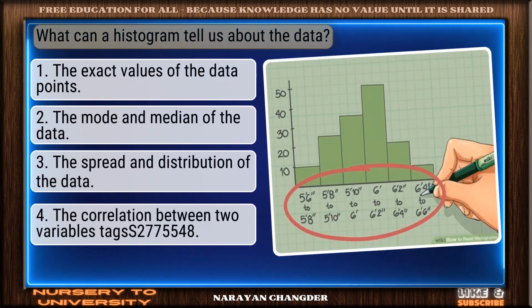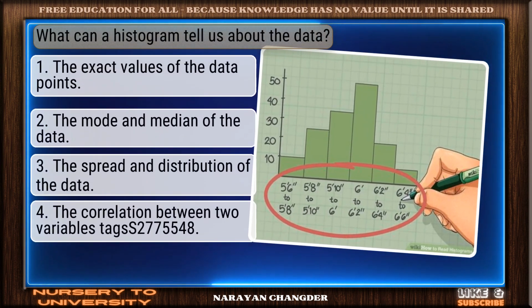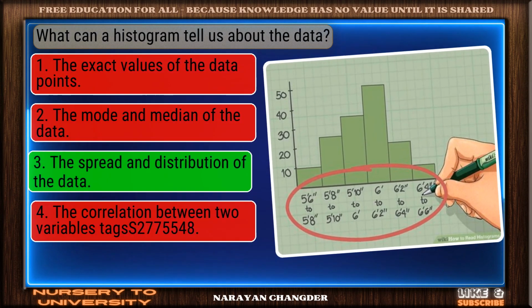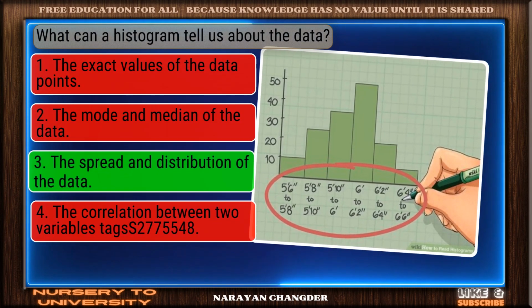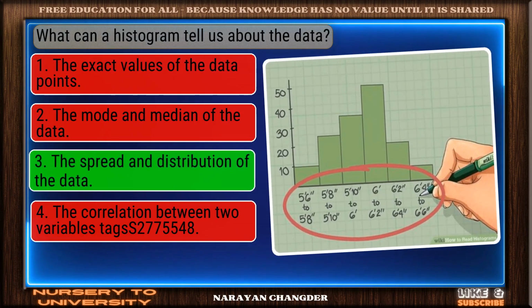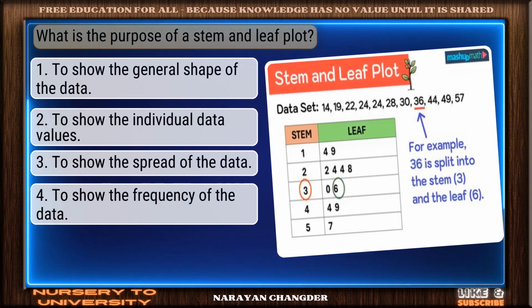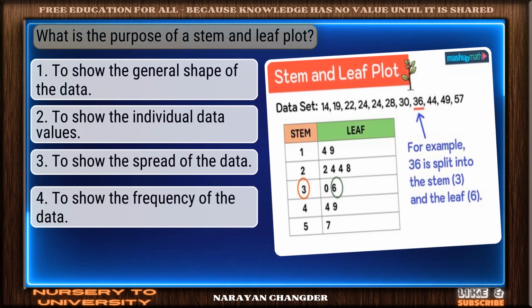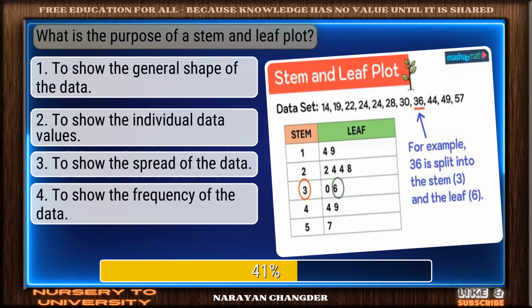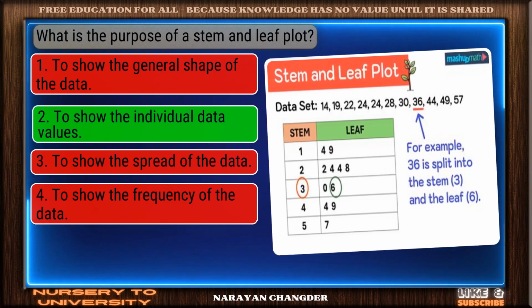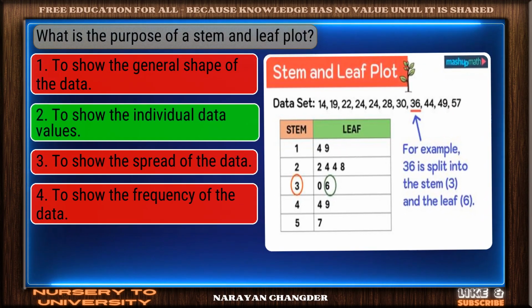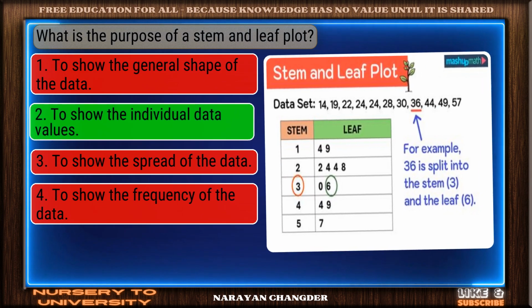Question number 31. What can a histogram tell us about the data? Correct. The spread and distribution of the data is the right answer. Question number 32. What is the purpose of a stem and leaf plot? Well reasoned. To show the individual data values is the correct choice.